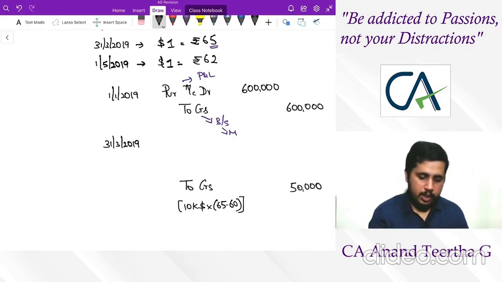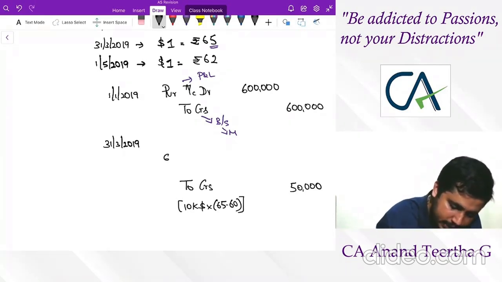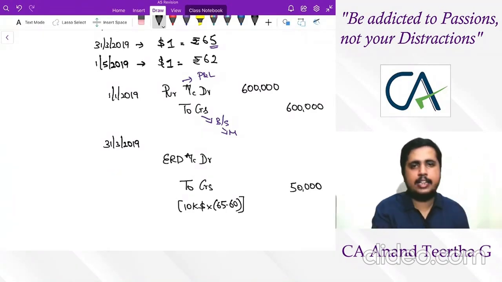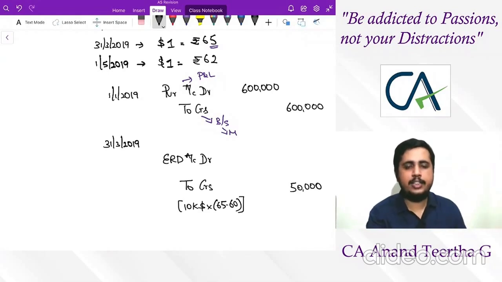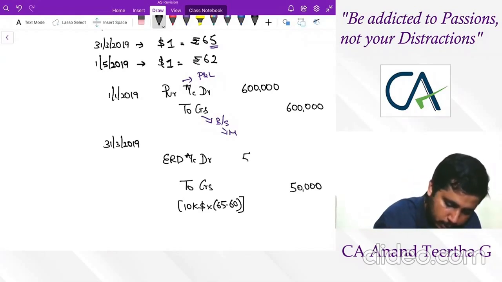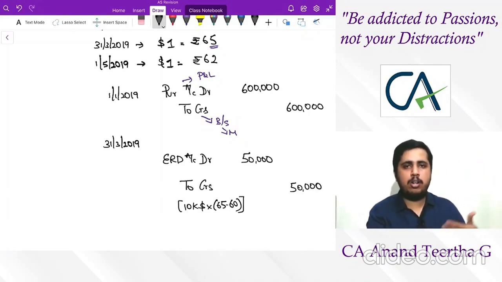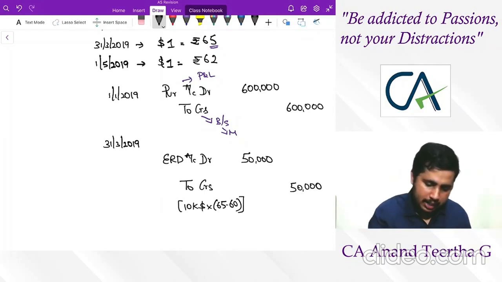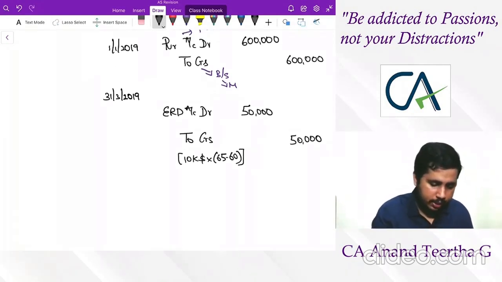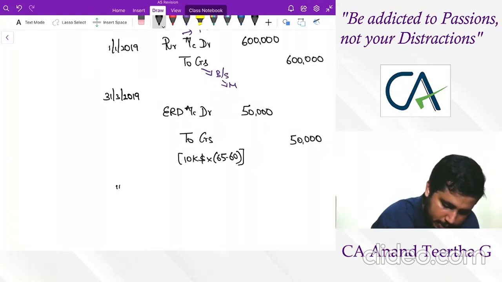Debit is given to what? Debit is given to the exchange rate difference account. Different people will create different types of accounts. Let's create it as the ERD account. Exchange rate difference account, 50,000 rupees. Like this, for all the transactions, they keep on recording exchange rate differences. Ultimately, since I will be considering only one transaction, it will be shifted to P&L. P&L account debit to ERD, again for 50,000 rupees.